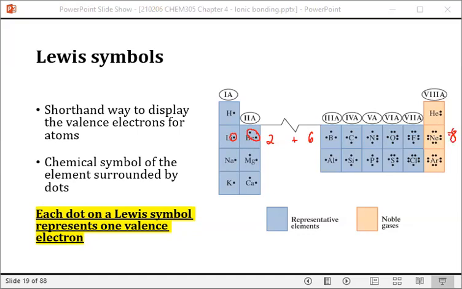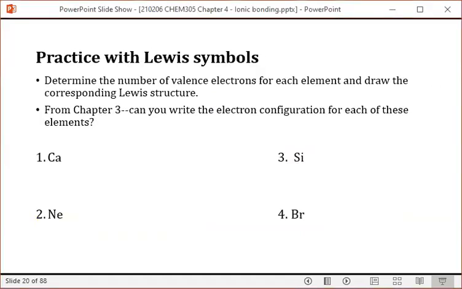So Lewis dot symbols are a shorthand way to write the element symbols surrounded by dots that represent the number of valence electrons that each element has. So let's do a little bit of practice with Lewis symbols. Let's determine the number of valence electrons for each element below, and then draw the corresponding Lewis structure. And challenge yourself here to give yourself an opportunity to review from chapter 3. Could you write the electron configuration for each of these elements?